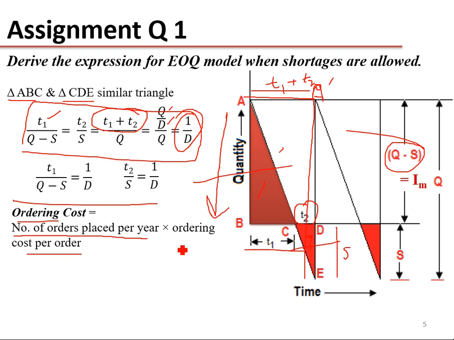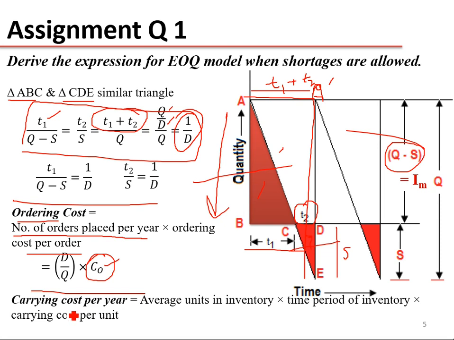This is basically the ordering cost over there. And the number of orders placed, we already know that this is the demand and this is the number of units per order, and C0 is the ordering cost per order. This is the C0 over there. So this is basically the ordering cost.